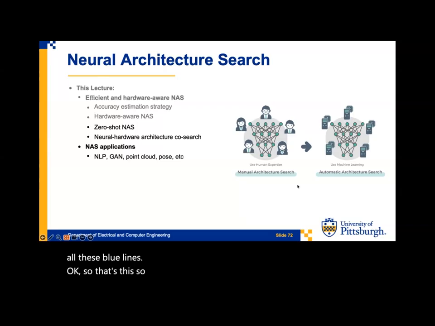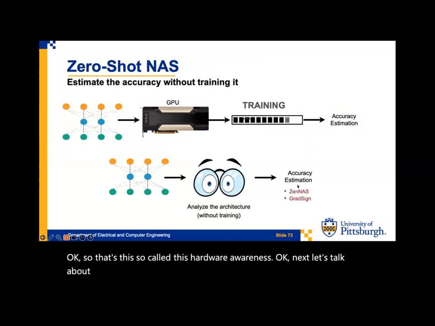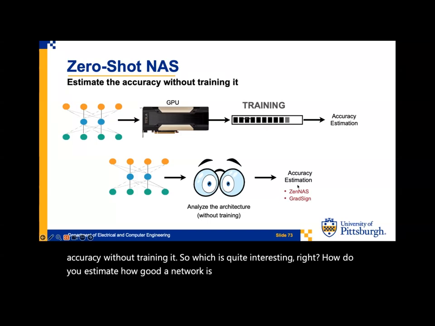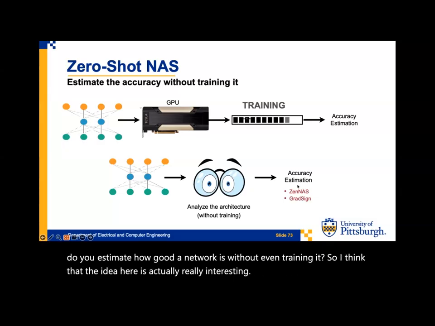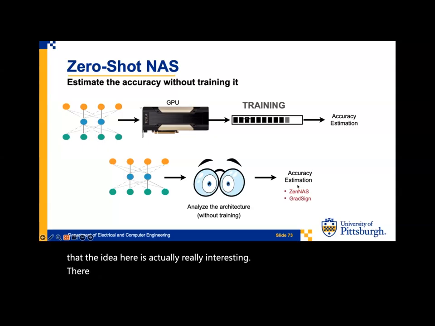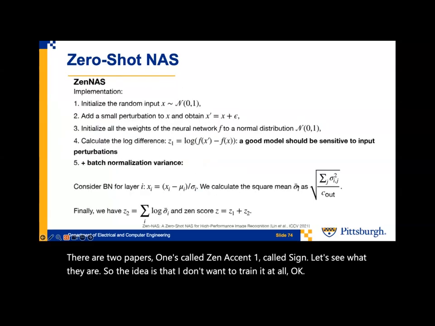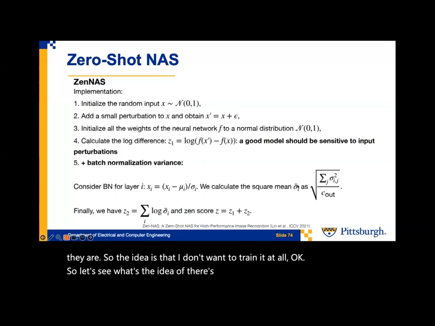Okay, next let's talk about zero-shot NAS. Zero-shot is that I want to estimate the accuracy without training it. Which is quite interesting, right? How do you estimate how good a network is without even training it? I think the idea here is really interesting. There are two papers, one called ZenNAS and one called GradNAS. Let's see what they are. The idea is that I don't want to train it at all. Let's see the idea of this zero-shot, this is ZenNAS.